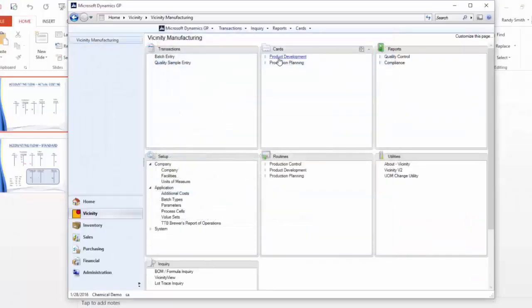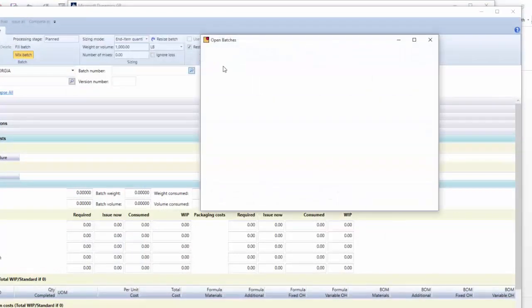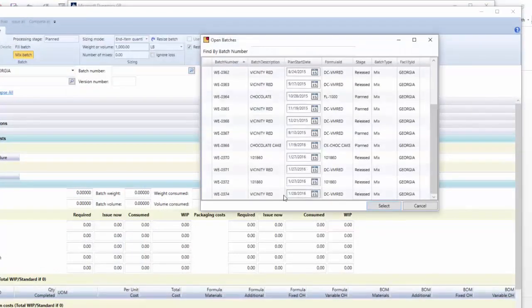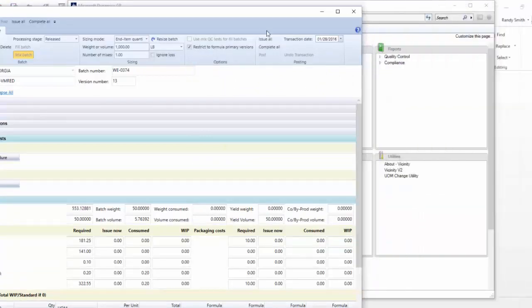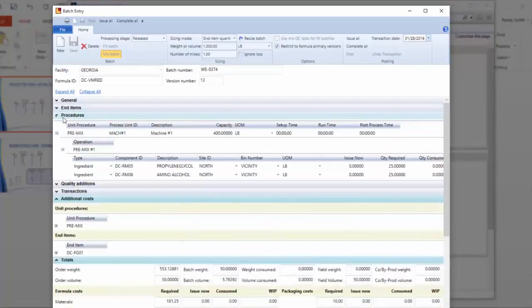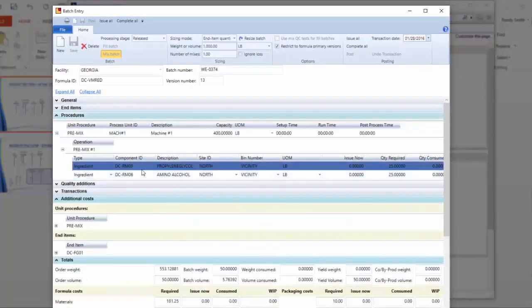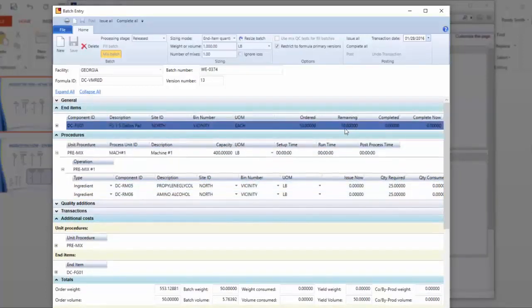Now let's actually see this in action, and I'm going to go ahead and pull up a batch ticket. And there we go. I've been playing with this batch ticket a little bit. I've really simplified it a good bit, but basically all it's doing is consuming 2 raw materials, DCRM 05 and 06, at 25 pounds each, and then I'll be putting, I guess it's 10 pounds on hand. I'll just keep it really simple.